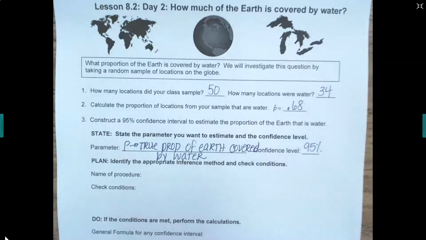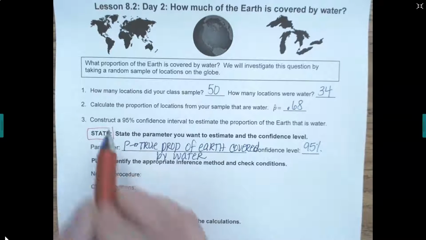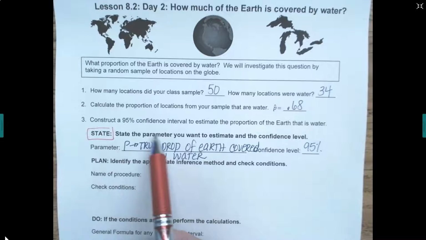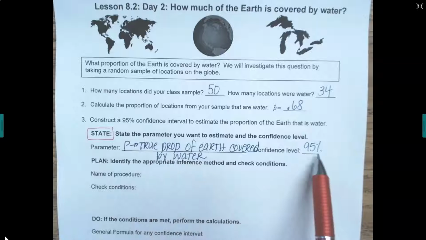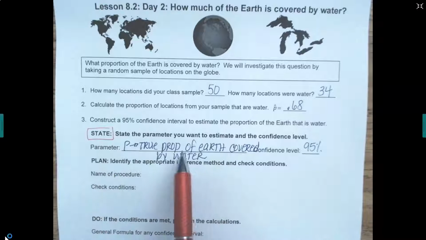All right, so as we're going through this, this is a very formal four-step process, is what it's called. And this is how you're going to want to structure your answers to these kinds of questions, where we have a state phase. In the state phase, you want to state the parameter and the confidence level, just like we did here. You may not have the prompts. You just need to remember what goes in the state phase.